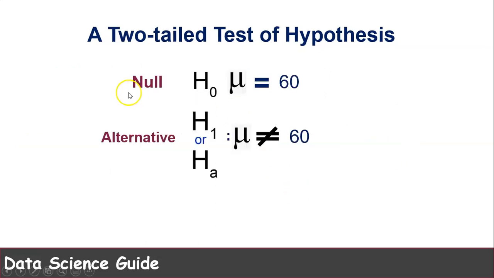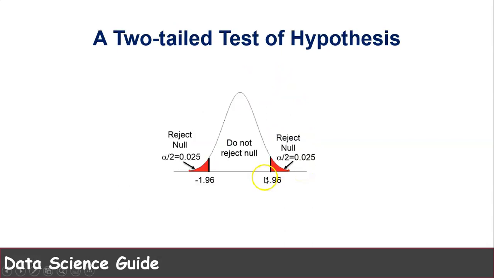And this is an example of a two-tailed test of hypothesis. This is the hypothesis when we use equal instead of greater than or less than. So in this scenario, when we test mu equals 60 or doesn't equal 60, in this case we will have two sides for the hypothesis. We'll have the right side and the left side.